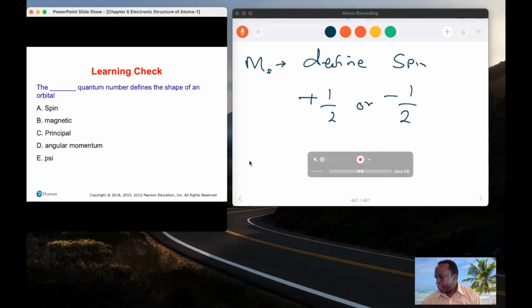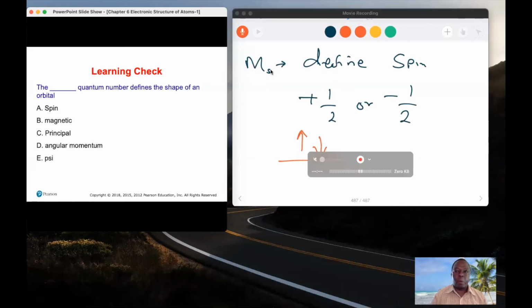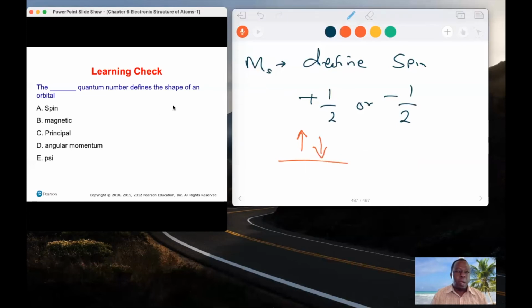You have seen this notation when you use an orbital diagram to draw the electron configuration: two arrows will never point in the same direction. One is pointing down, one is pointing up, because of what? Because of the spin quantum number. Here, the shape, the angular momentum, you need to know each one of them.